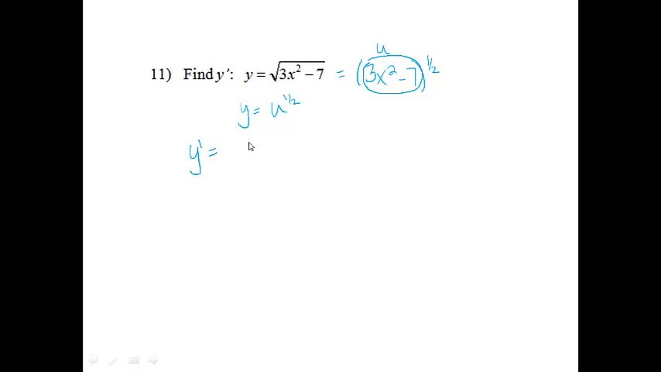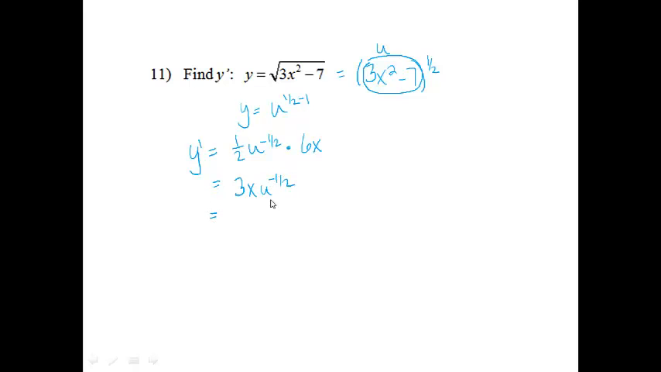Okay, so now when I'm taking the derivative, we'll bump the 1/2 out front, so I'll get 1/2 u, and then remember we need to subtract 1 from the power, so I'll get negative 1/2, and then we're not done till we deal with that chocolate inside. So the derivative of the u, the derivative of what's inside the parentheses, is 6x. And now cleaning this up a little bit, 1/2 times 6x will be 3x u to the negative 1/2.